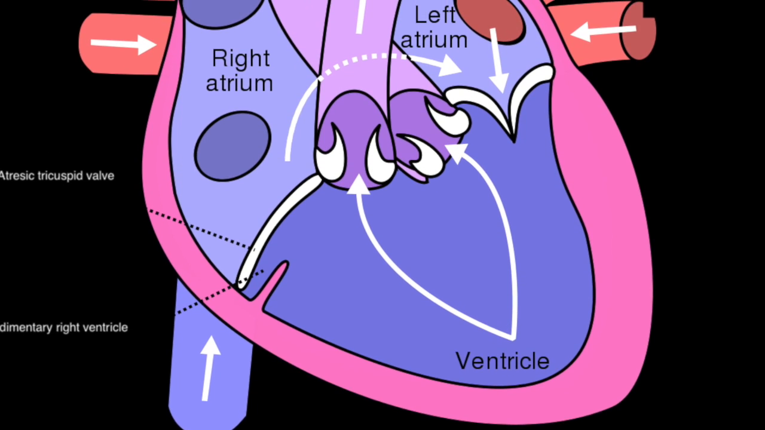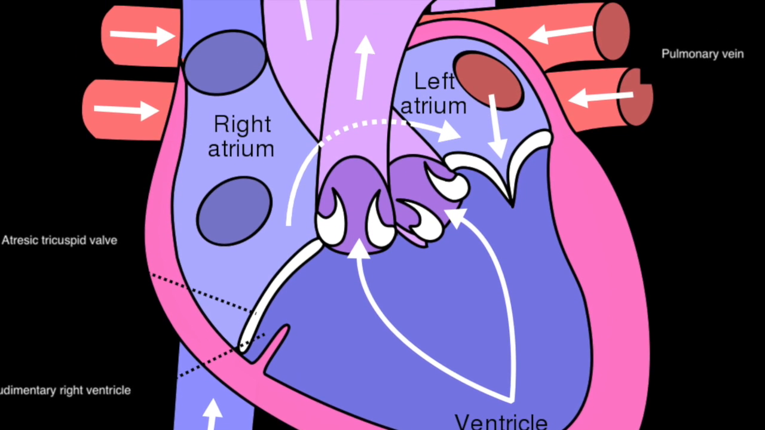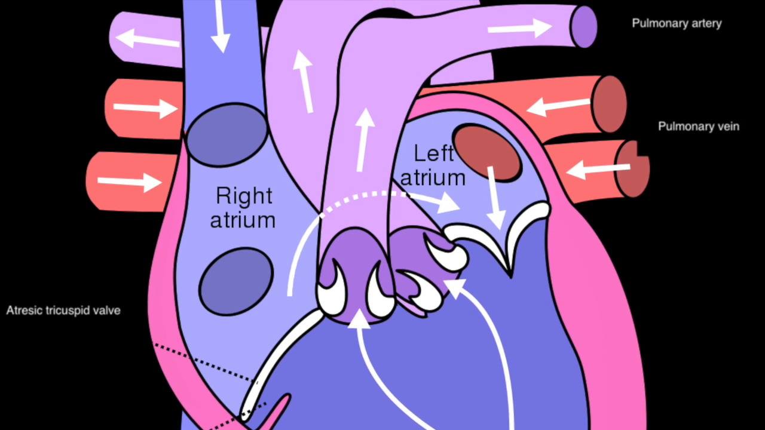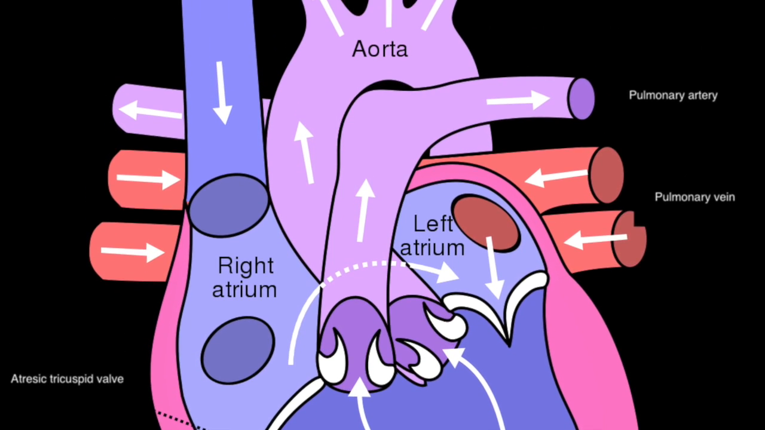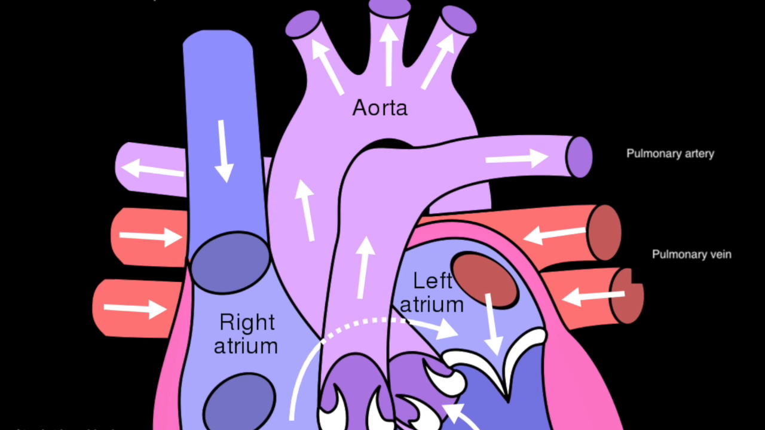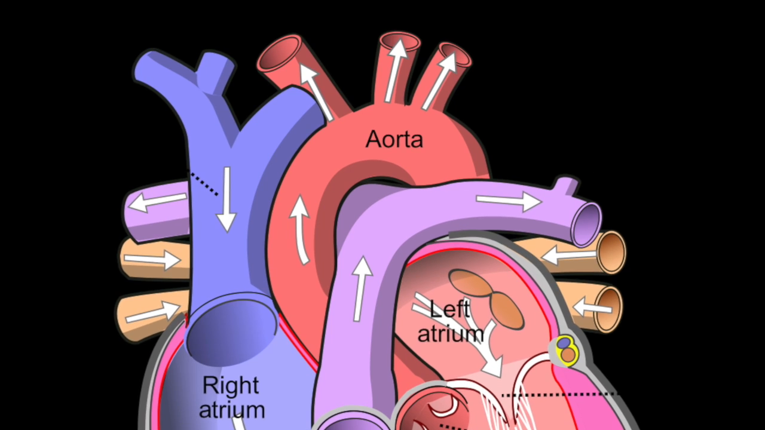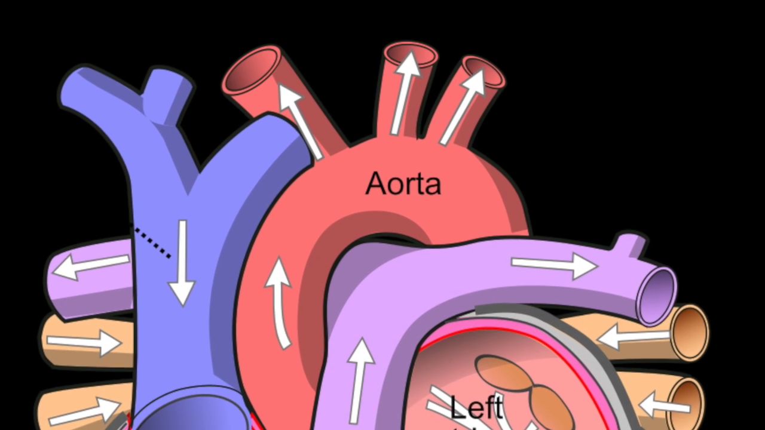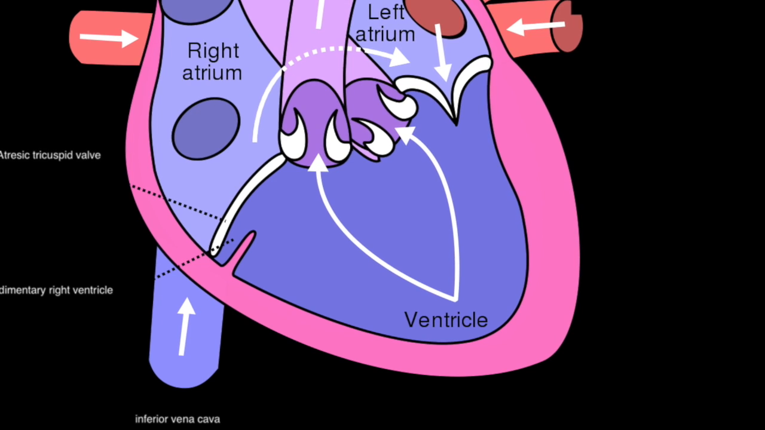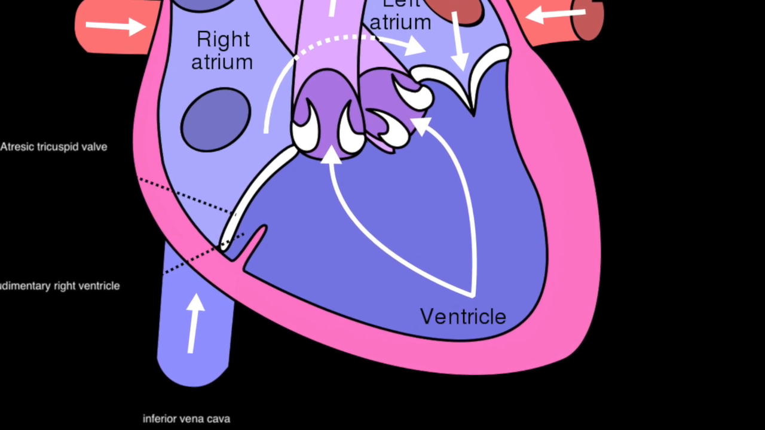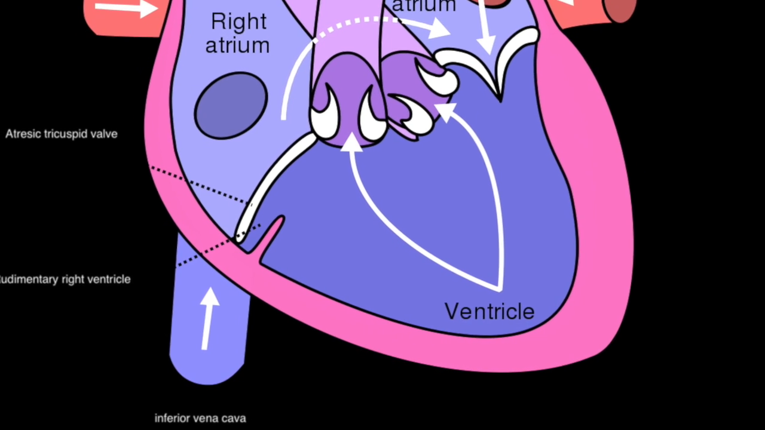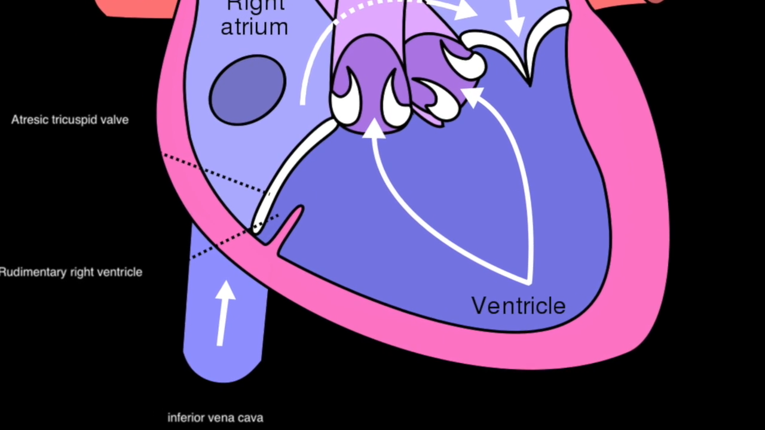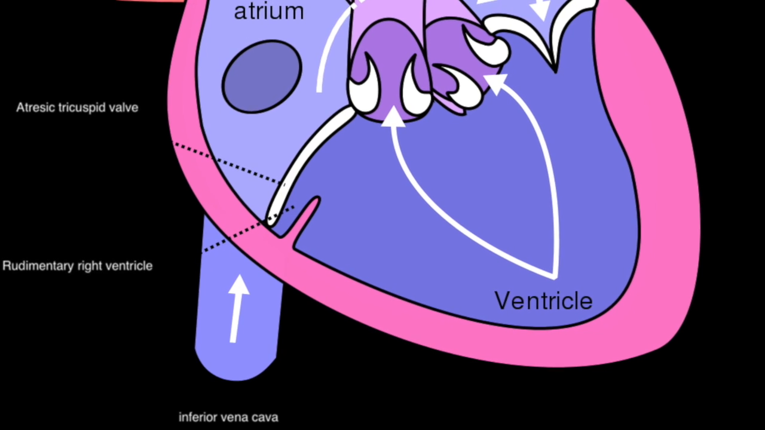Lastly, there are the pulmonary veins, which are responsible for carrying oxygenated blood from the lungs back to the left atrium of the heart. Then the aorta, that is the main artery that carries blood away from your heart to the rest of your body. Then the inferior vena cava, that is a vein that carries deoxygenated blood from the lower half of the body to the right atrium of the heart.